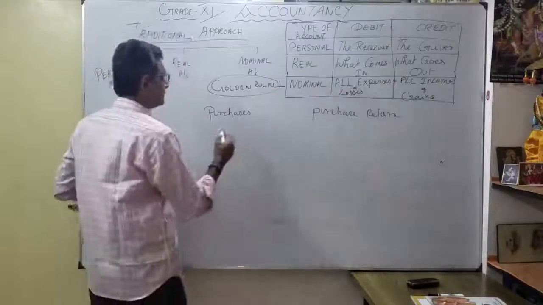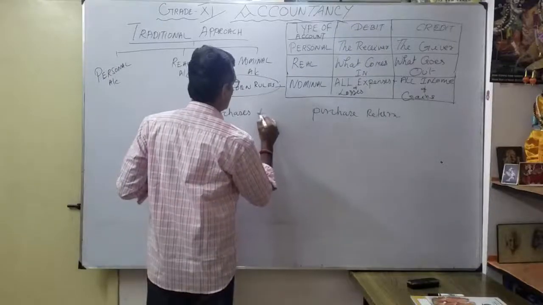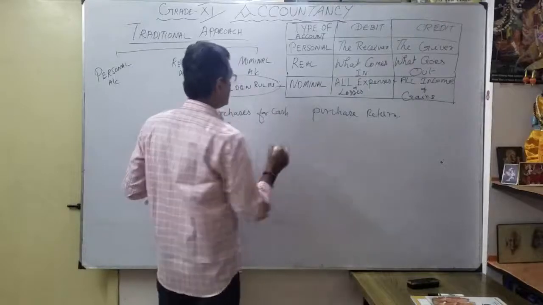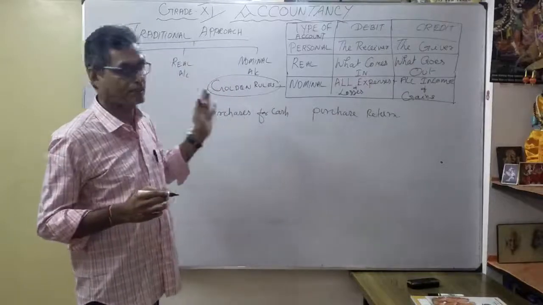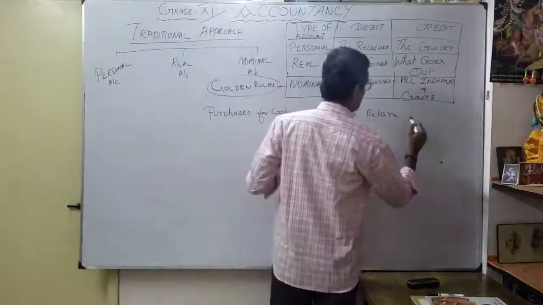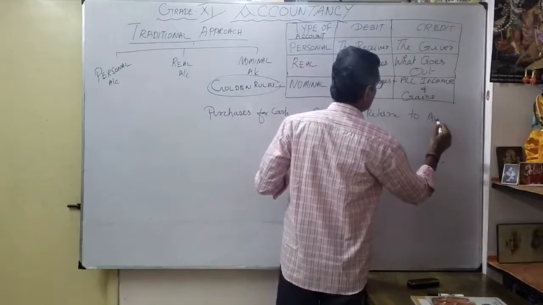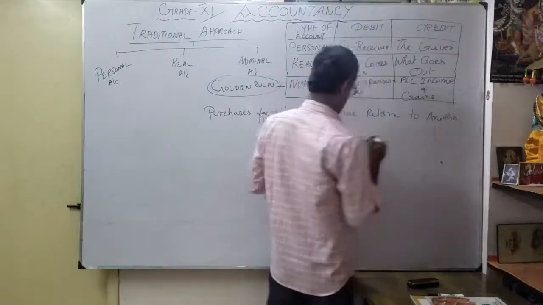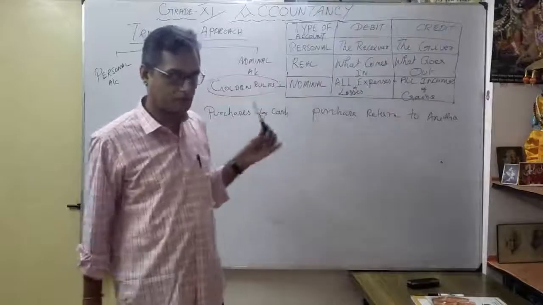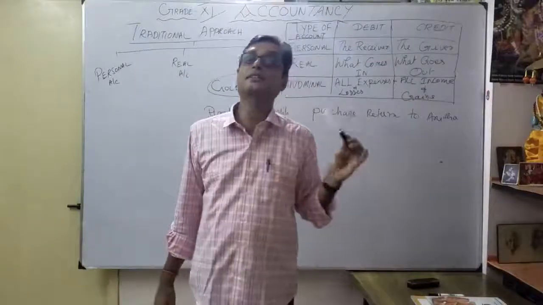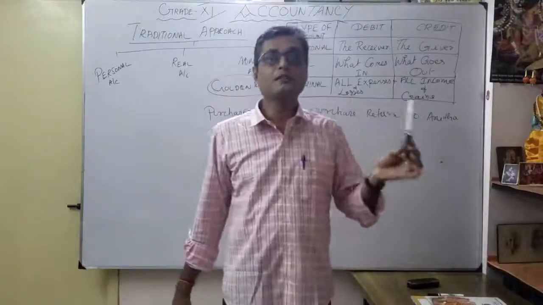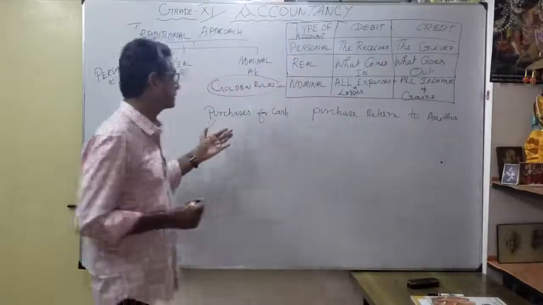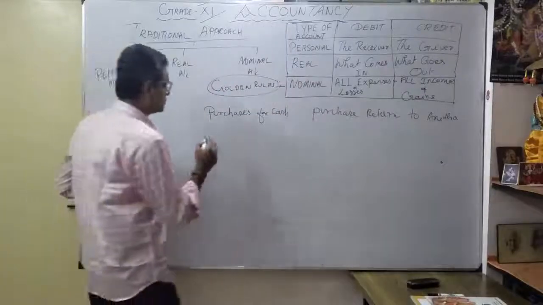As purchases, for example, purchases for cash. The discussion here is purchases for cash, and purchase return to Anita, some name Anita. We forget about whatever the amount is. The point is the formation of how to put debit and credit. What should be in debit? What should be in credit? As purchases for cash, what should be debited?